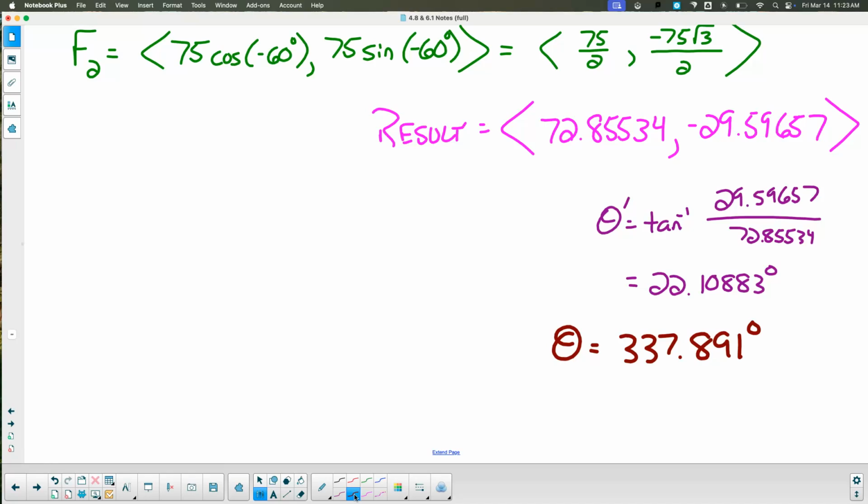Okay, how do I find the magnitude? Which equation is it? Square them, and I do something else first too. Square them and add them together first. Then, yep.